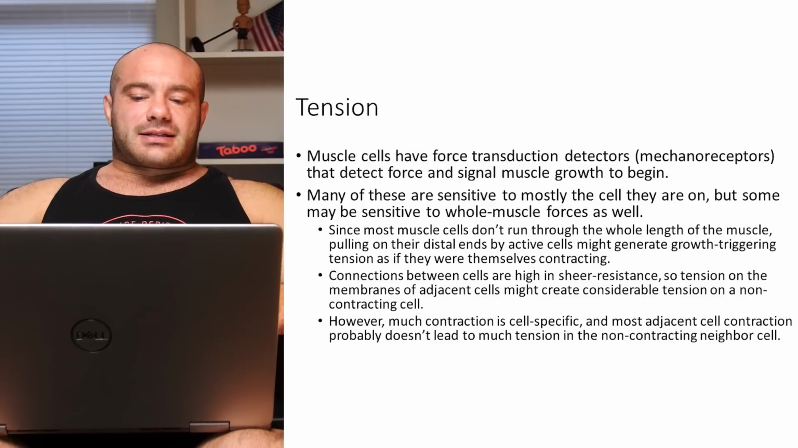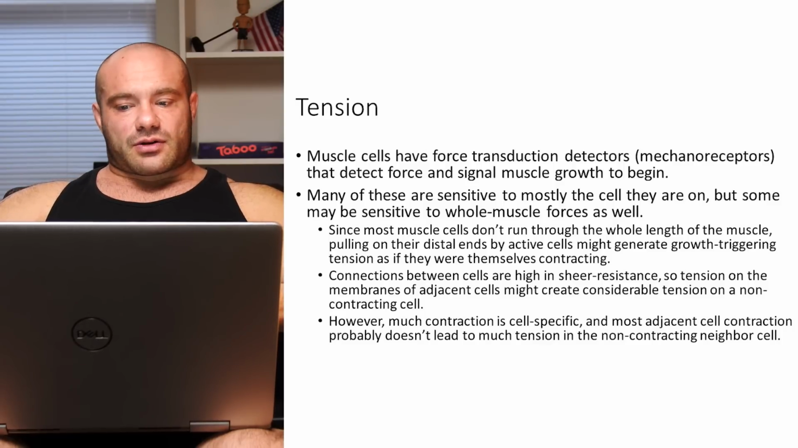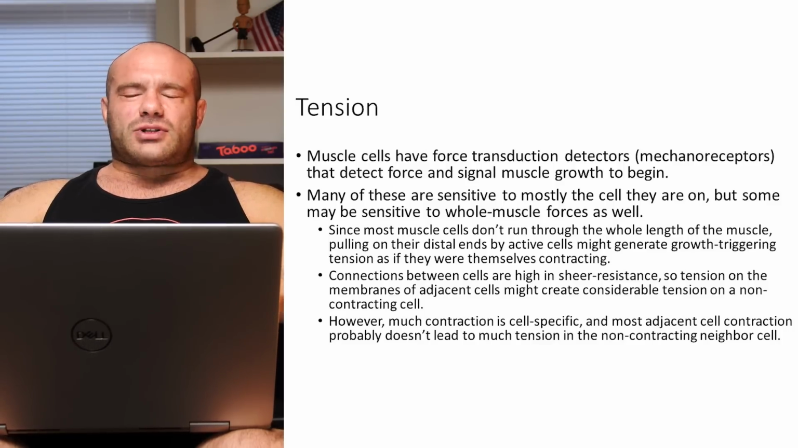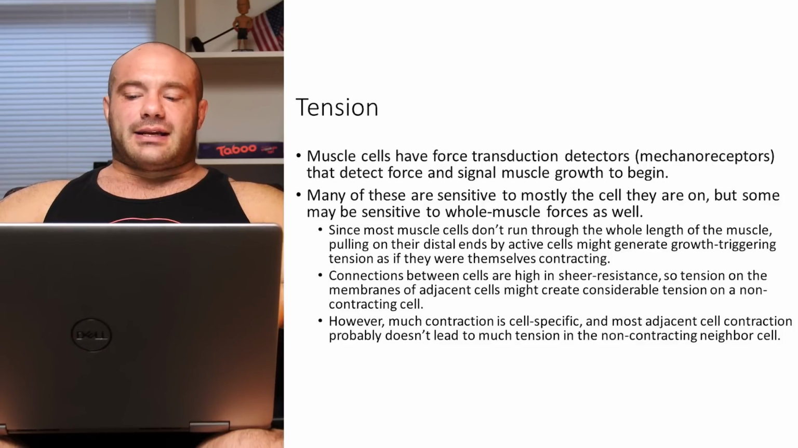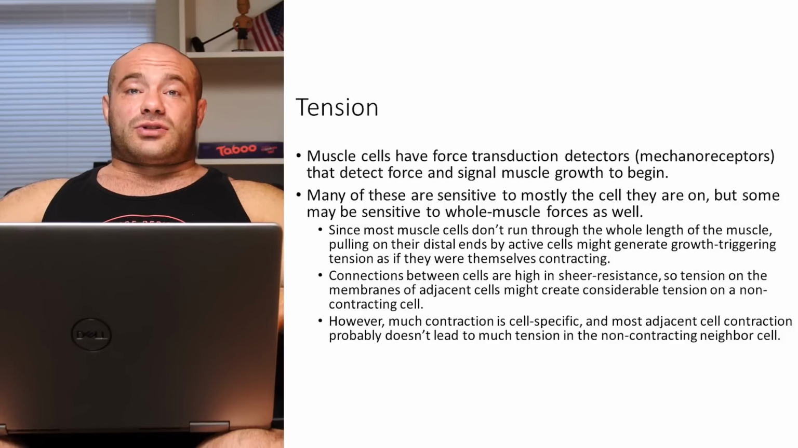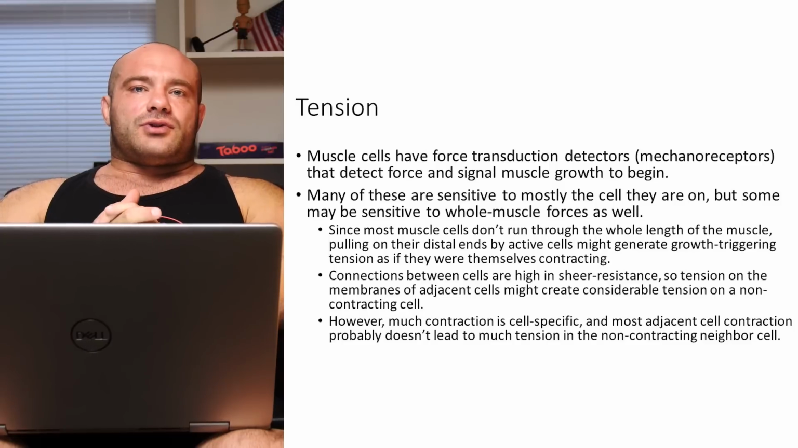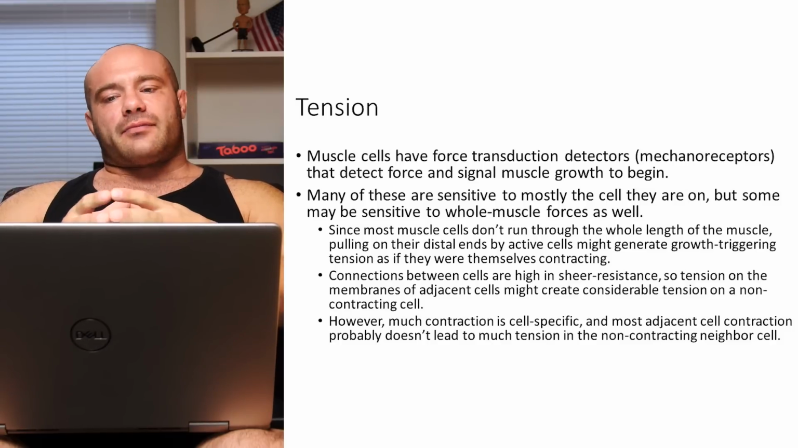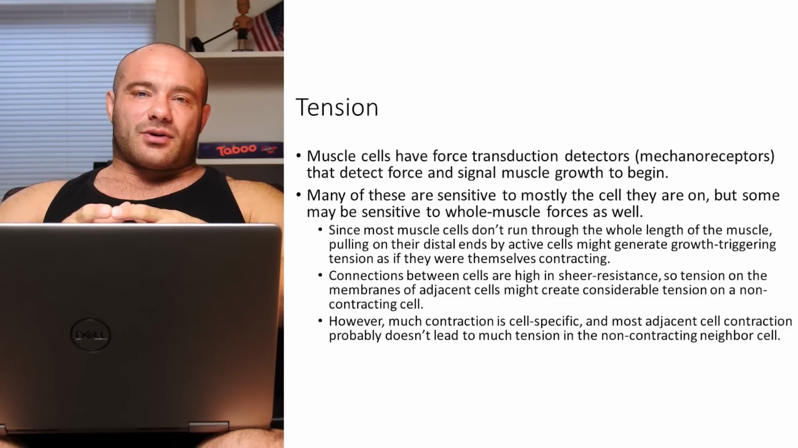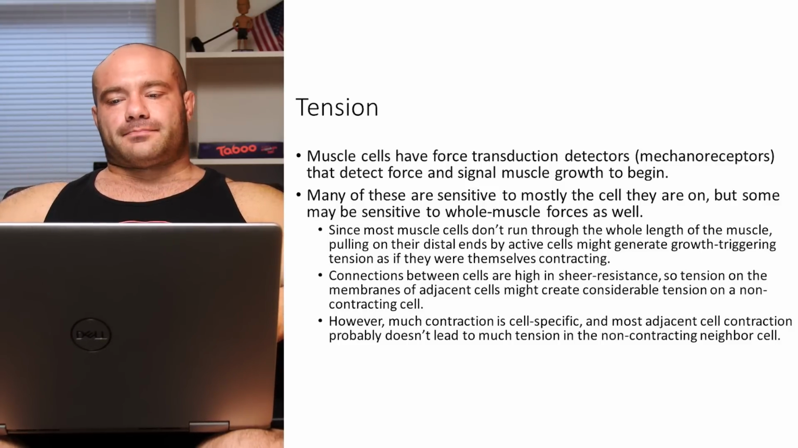That being said, this is not a perfect system where a bunch of cells can just pull another one along. A lot of contraction is cell-specific, and this has been shown in a number of studies. And most adjacent cell contraction, if cells are contracting next to a muscle cell, probably doesn't lead to as much tension as you'd want in a non-contracting neighbor cell. So to put all that complexity into the following: yes, you can get some growth just by contracting other cells around a cell, so the cell itself doesn't necessarily have to be contracting. But a lot of growth, probably most muscle growth, is caused by the cell itself contracting, not just adjacent contractions around it, right?